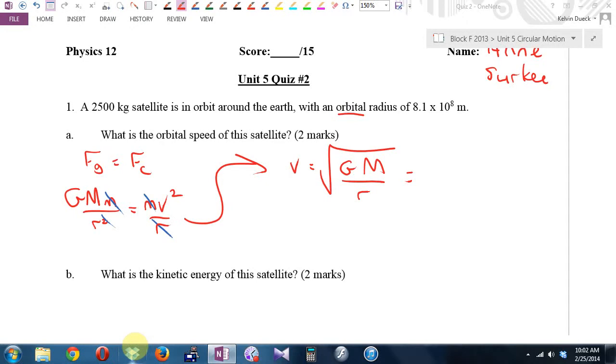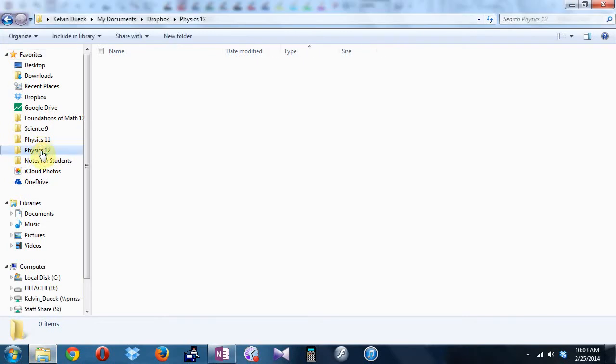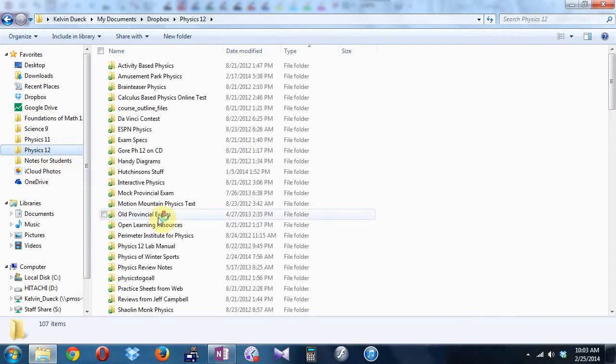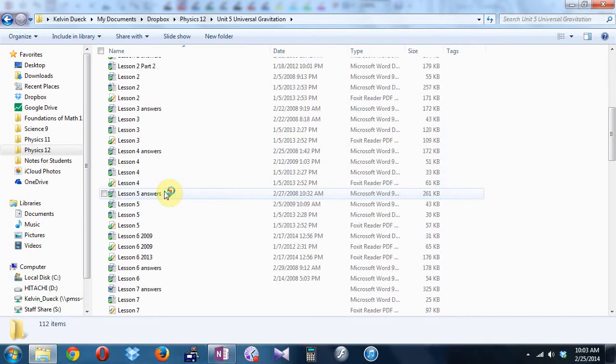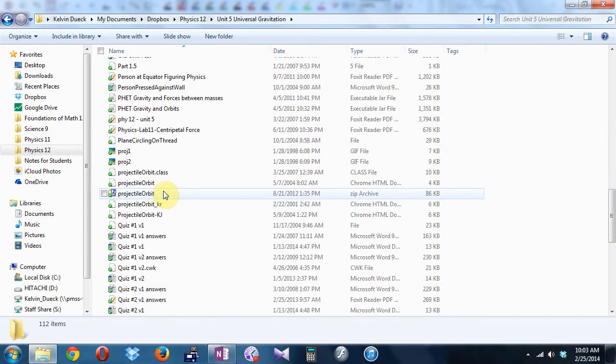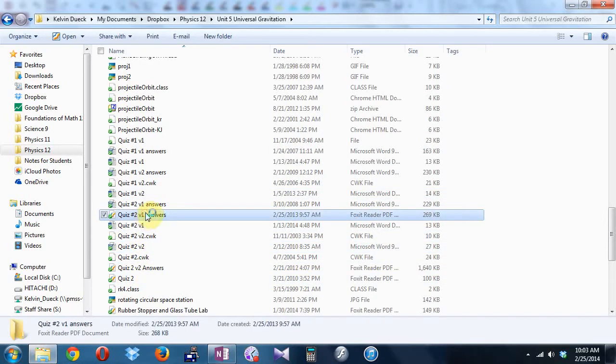Come on, computer. Sorry, in the interests of time, I'm just going to rush through some of this stuff. Of course, in the interests of time, it would be much better if it actually opened the... Okay, there we go. Physics 11, Physics 12. Universal gravitation. Quiz 2, where are you? Quiz 2, version 1 answers.